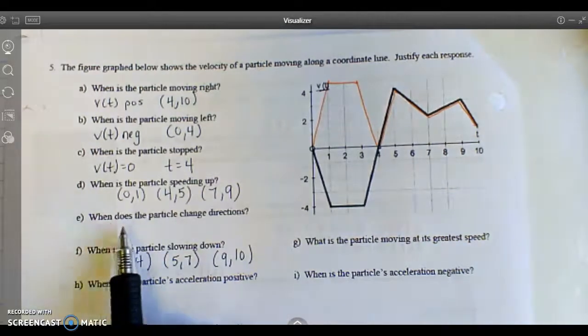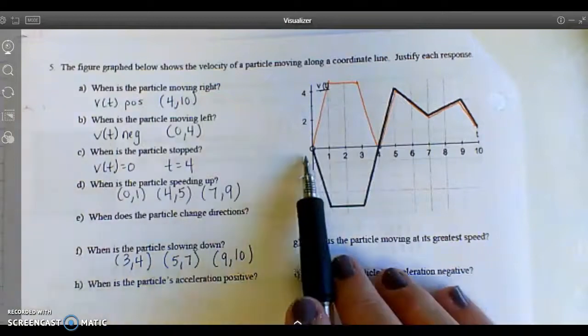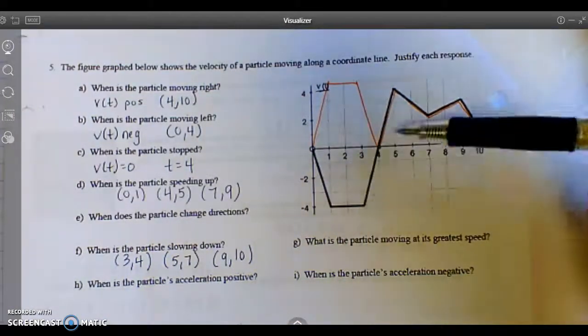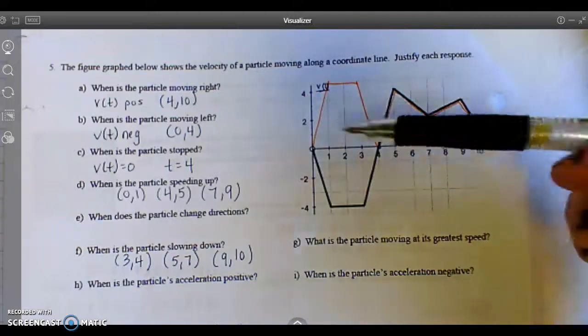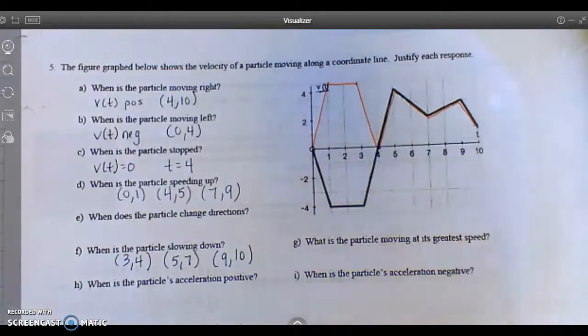Alright, then it says when does the particle change direction? So the particle is going to change direction where the velocity changes from negative to positive. Also the place where the particle stops, so that's still at t equals 4.